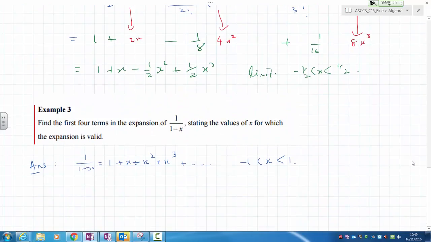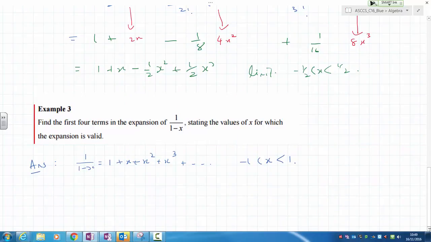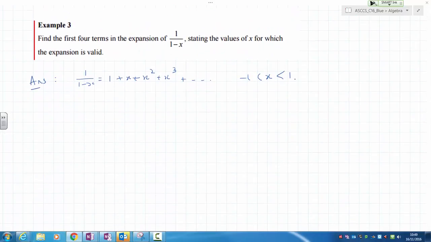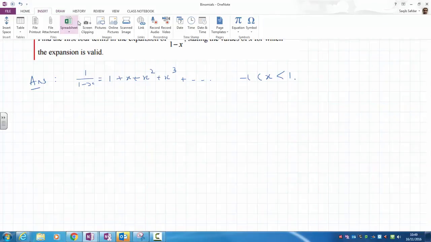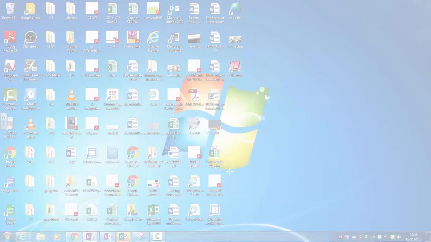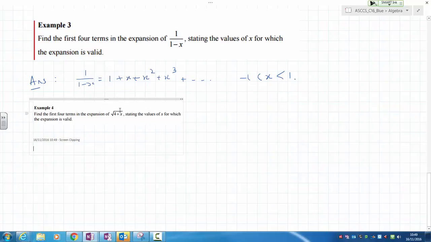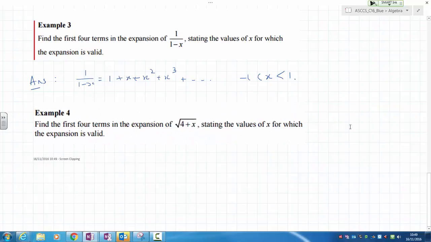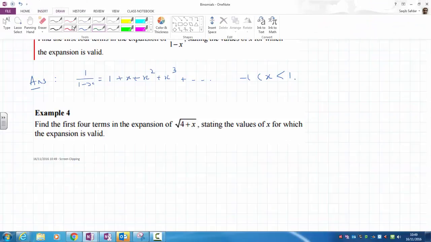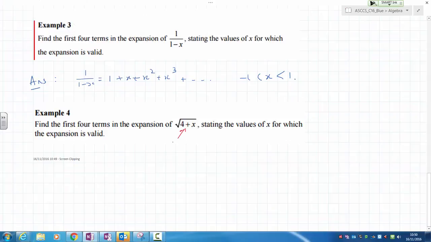We have example 3. I'll leave example 3 for you to play around with, but I'll also show you example 4, which is a really good one. I'll even put this up here. Let me put it down first, and then give you a suggestion on how to do it. So here's example 4. Now notice with example 4, we don't have a 1 at the front over here. And that's a bit of a problem when you want to use our formula for the expansion.